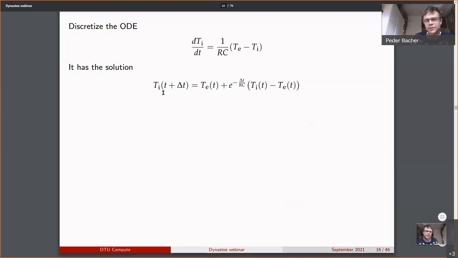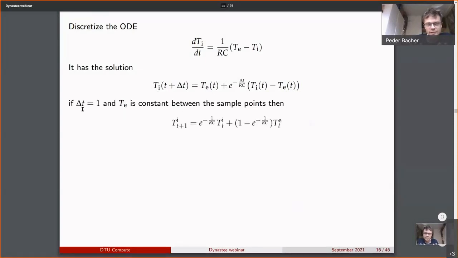If we know the internal temperature at time t, and we know how the external temperature will evolve over time, then we can solve this and know the internal temperature ahead in time. This is the solution to this first order differential equation. All right, let's have a look at that.